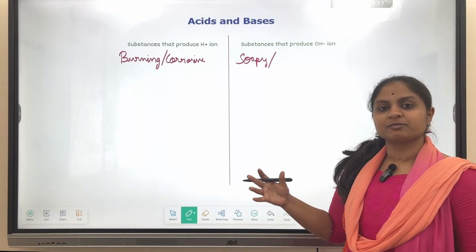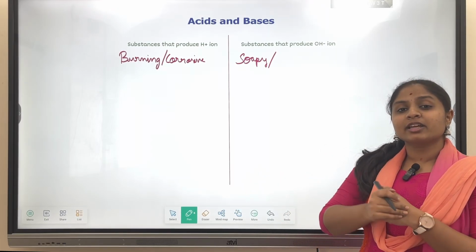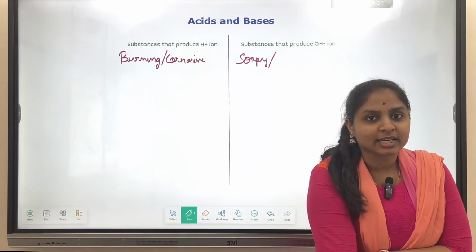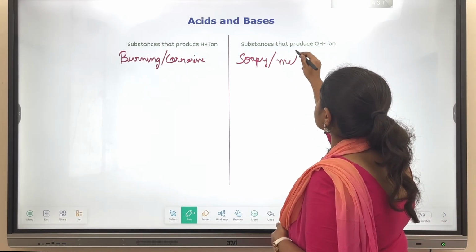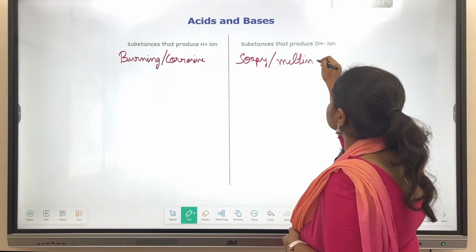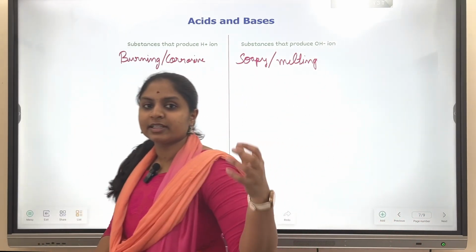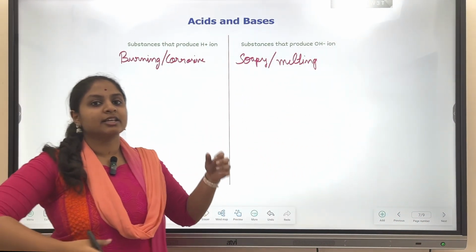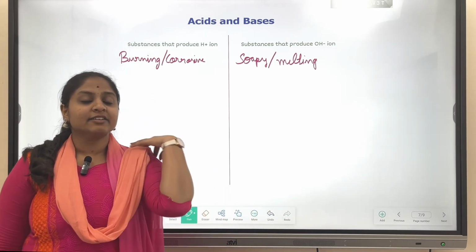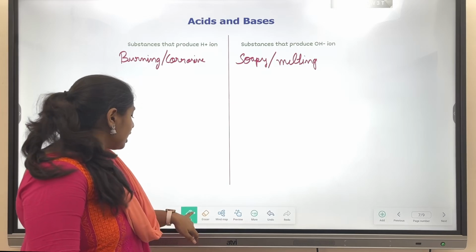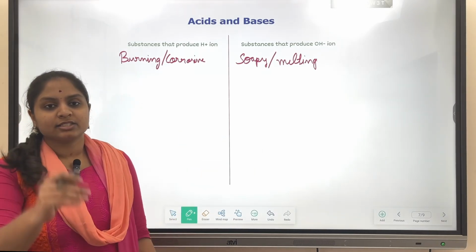If you keep your hand inside a basic solution, your hand will start melting. So acids will give you a burning sensation and they're very corrosive. Bases are soapy in nature and they will cause melting. Now we saw their nature.